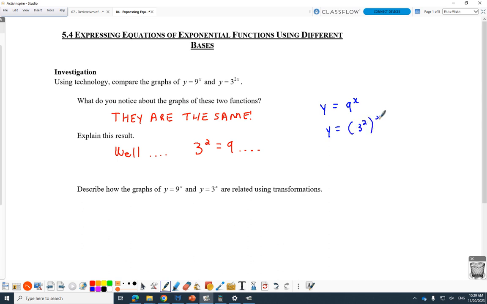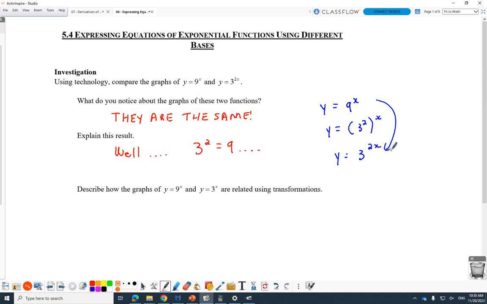And then you got to reach back into your exponent law bag of tricks and go, when you have an exponent to an exponent, you can multiply the 2 exponents. So here I have proved that 9 to the x is 3 to the 2x. I could have started the lesson that way.